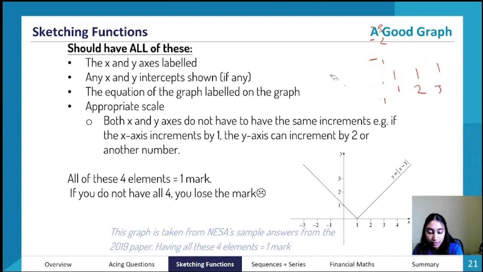Something else to keep in mind: if you don't have any one of these 4 things, you will not get full marks in your question. So if you accidentally forget to label your x and your y axes, I'm really sorry, because you just lost a mark for not labeling them. This is something that I want you guys to get really comfortable doing now, whilst you're still getting used to drawing graphs, so that you've formed a really good habit.